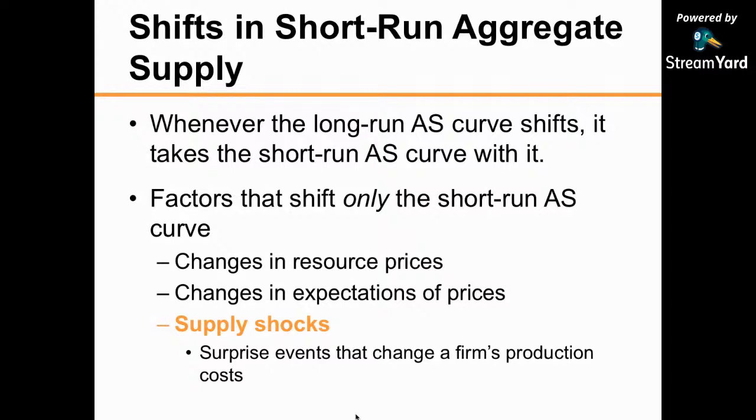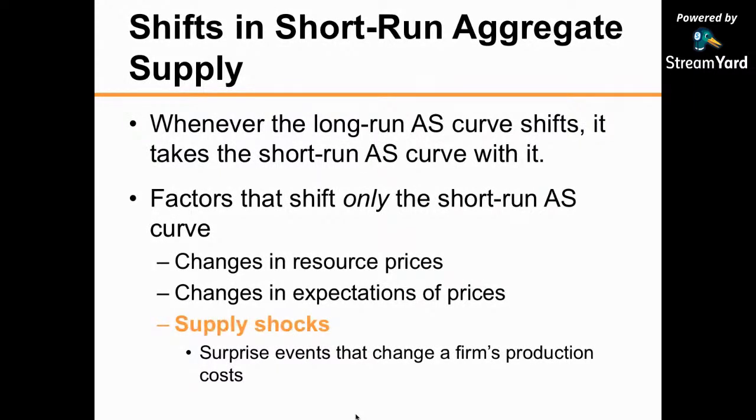Now, expected future price levels, these also affect just the short-run aggregate supply curve. If workers and firms expect higher prices tomorrow, they're going to negotiate those expectations in today's contracts. So costs are higher, and the short-run aggregate supply curve would shift to the left. However, it will not affect long-run production possibilities, so long-run aggregate supply won't move.